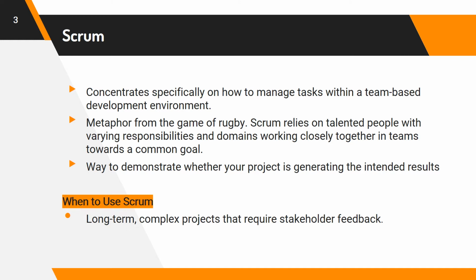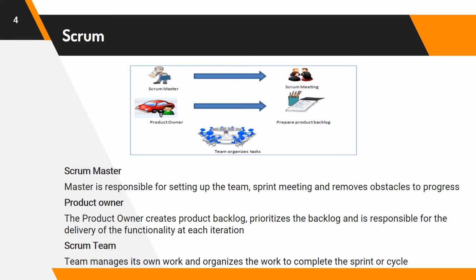So when do we need to use Scrum? Scrum works well for long-term complex projects that require stakeholder feedback. When the exact amount of work cannot be estimated or the release date is not fixed, Scrum may be the best choice. Scrum consists of three roles, which are Scrum Master, Product Owner, and Scrum Team.